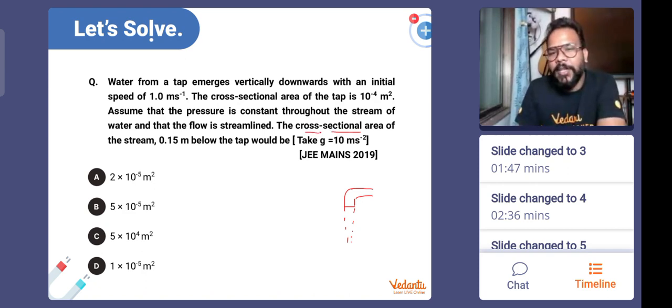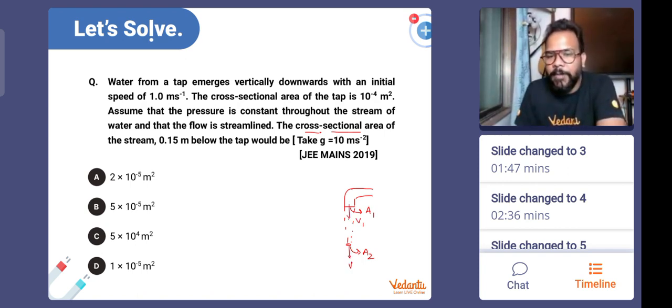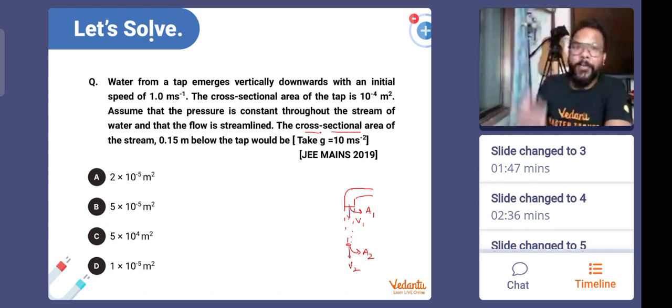The question is asking us to find the cross-section area of the stream when it reaches here. Maybe here the area of cross-section is A1 and here it is A2, and A1 and A2 will not be the same. The reason is very simple: here the velocity of the stream is V1, and here the velocity will definitely be more. As the liquid falls, its velocity will increase.